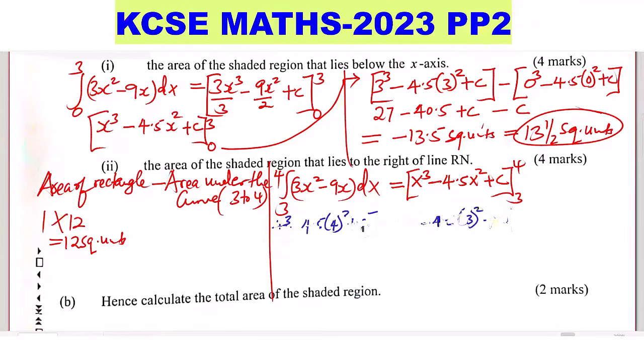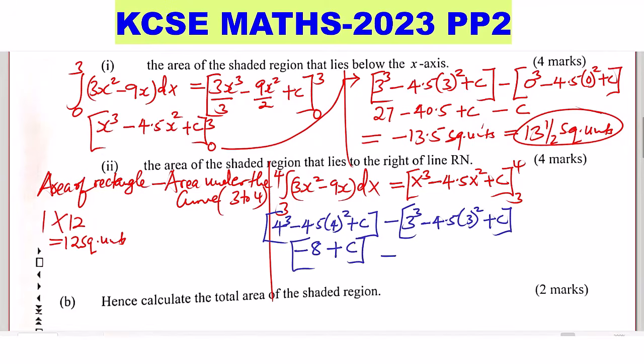So you work out 4 cubed minus 4.5 multiplied by 4 squared. That will give negative 8 plus c. That is what we're going to get there. Then 3 cubed minus 4.5 multiplied by 3 squared plus c. That will give negative 13.5 plus c. This will give negative 8 plus c minus negative 13.5.